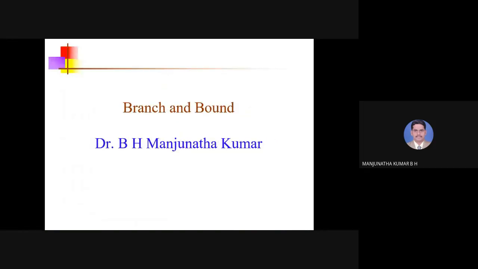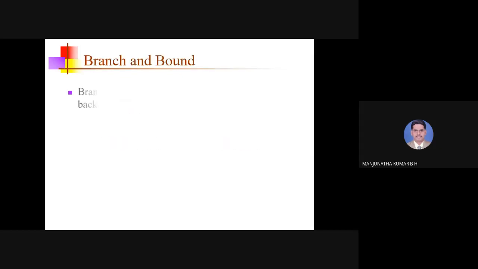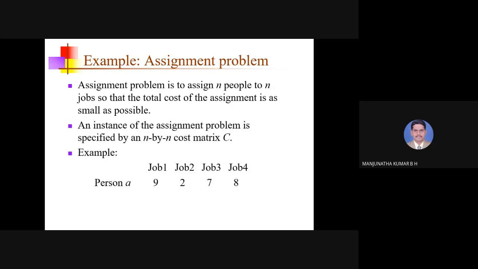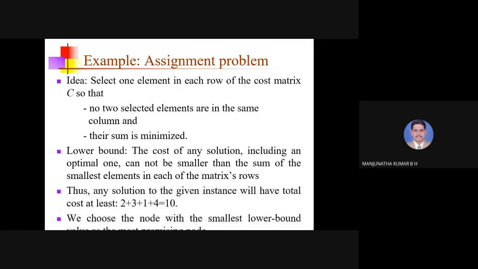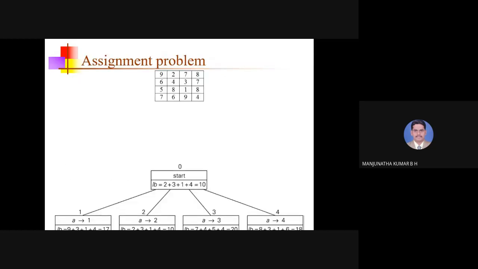Okay. So in branch and bound, we already discussed the general plan of the branch and bound technique. And as the first example, we discussed the assignment problem, and I discussed one example for the job assignment problem. This problem is solved by constructing the state space tree.